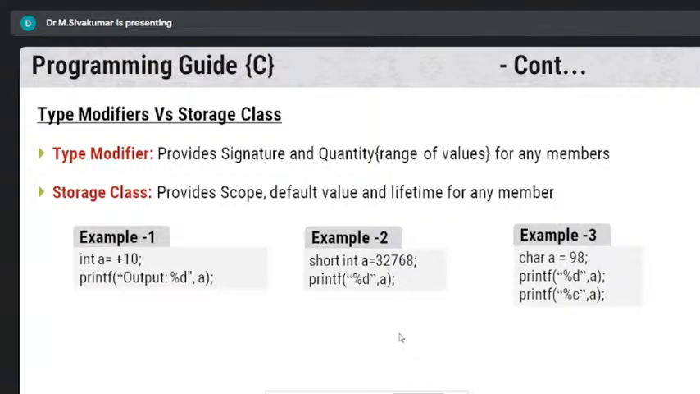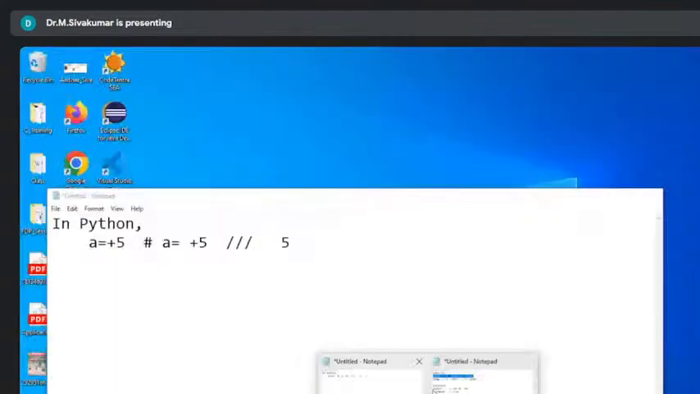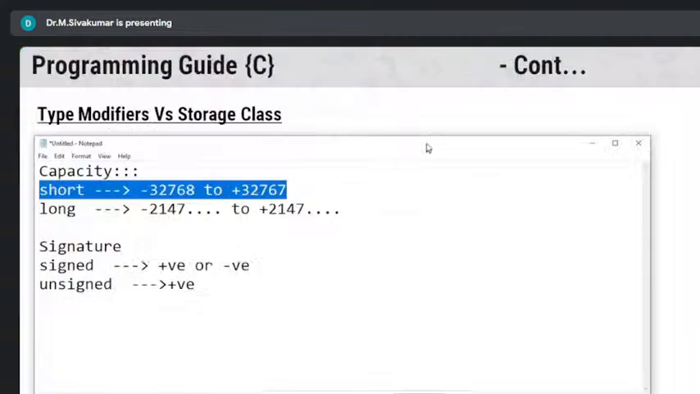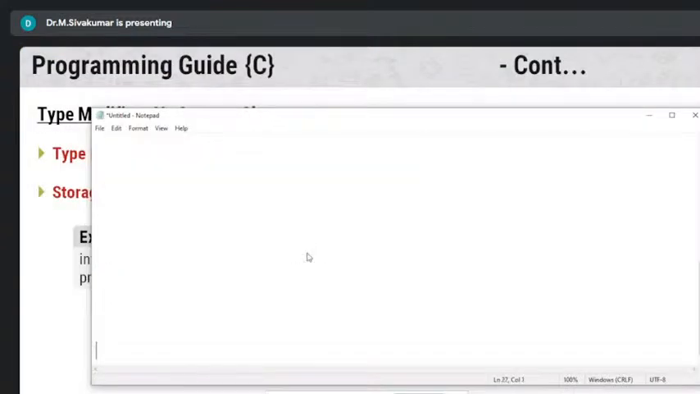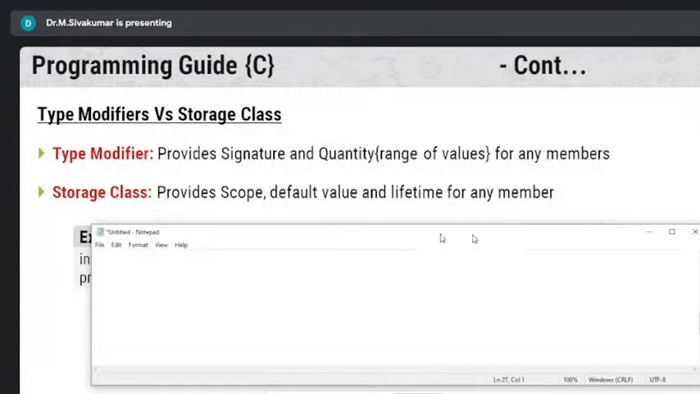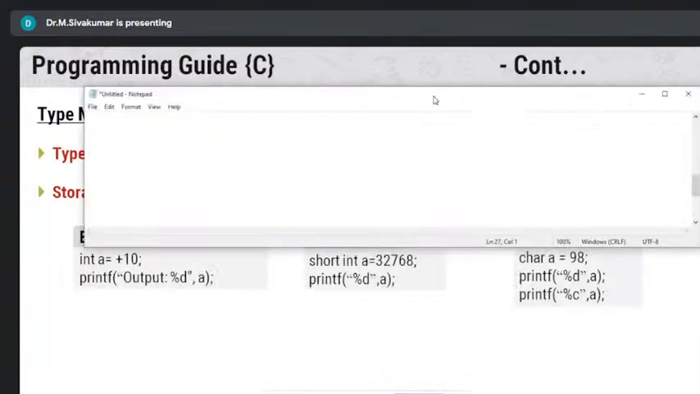And third example, here also I'm having character a is equal to 98, which means this is a signed character. Signed character means, I'll just give an example for this one. Whatever I'm sharing here, that is also new for the students. So that is why I'm giving all this technical information, which is equivalent to technical aptitude in placement. Those who are attending the placement drive for any service or product-based company will be getting questions like this one.